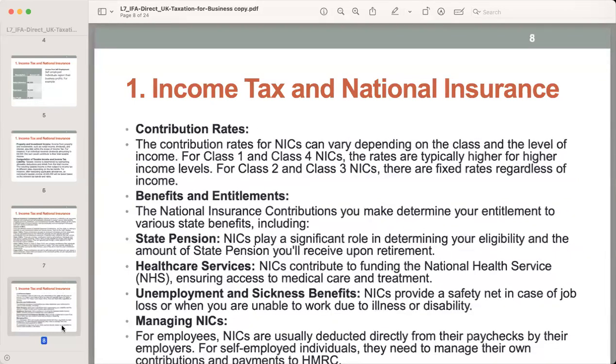Income tax and national insurance matters. National insurance is crucial because it determines the benefits you are entitled to. This includes your state pension, healthcare services through the NHS, and help if you are unemployed or sick.